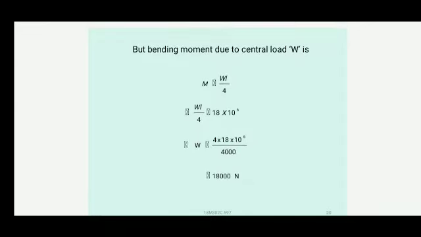But bending moment due to central load W, M is equal to WL by 4, that is M is equal to WL by 4 is equal to 18 into 10 power 6. W is equal to 4 into 18 into 10 power 6 by 4000, that is equal to 18,000 Newton. W is equal to 18,000 Newtons.